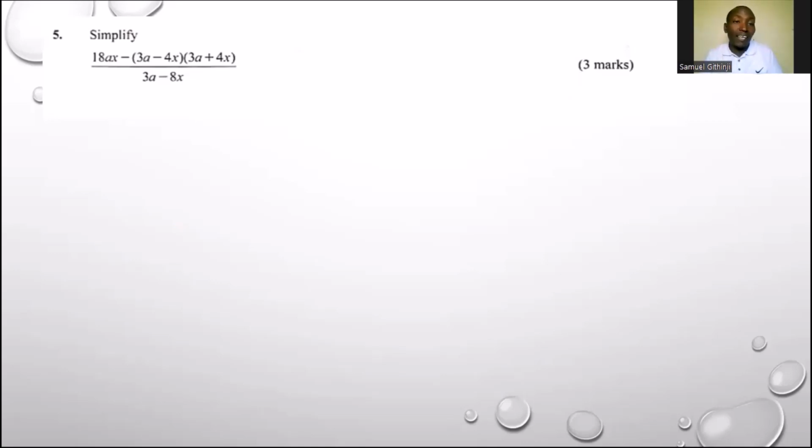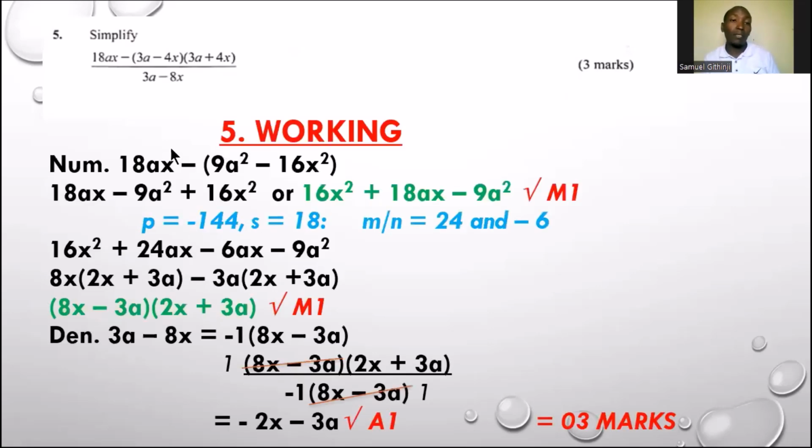Good. You're given an expression here, 18ax minus into bracket 3a minus 4x, cross the bracket there, open a bracket, 3a plus 4x over 3a minus 8x. So the student wants to simplify. This is just a simple algebraic simplification here. Good. That is how we go about this. And look at this part from here, my student. This is the point where the student was to start by expanding 3a minus 4x into 3a plus 4x.